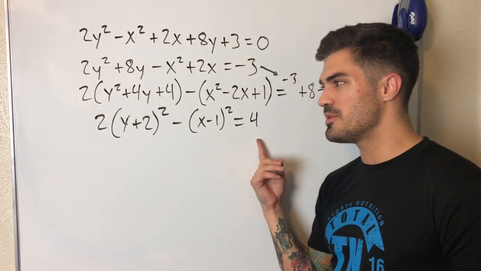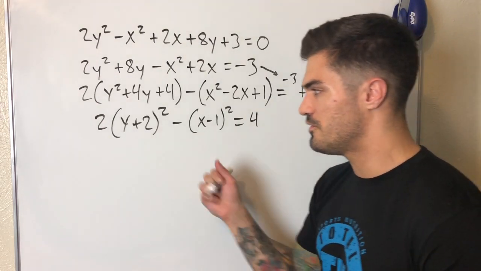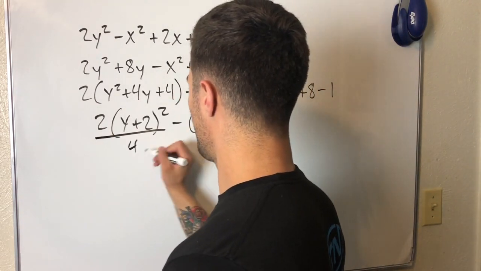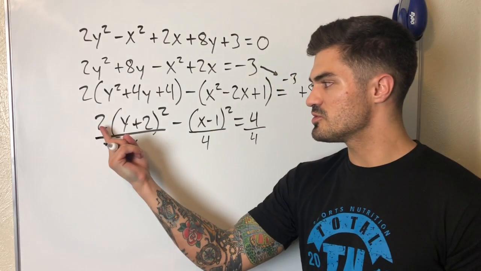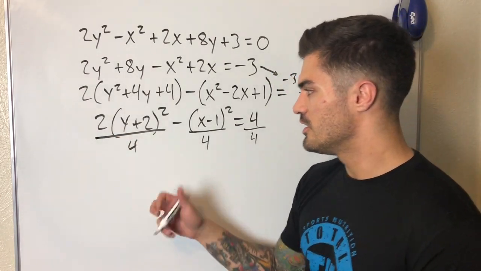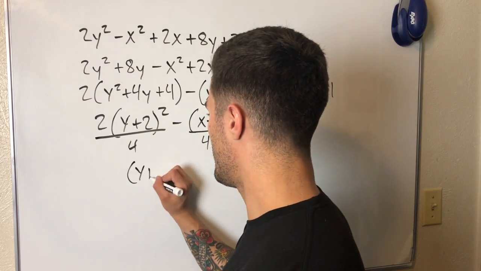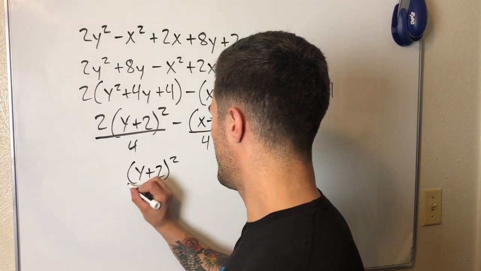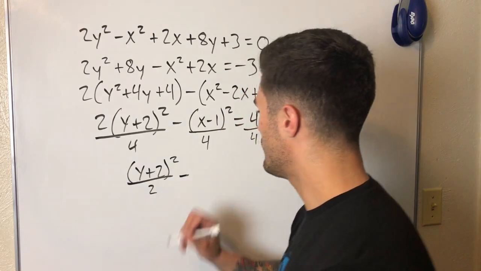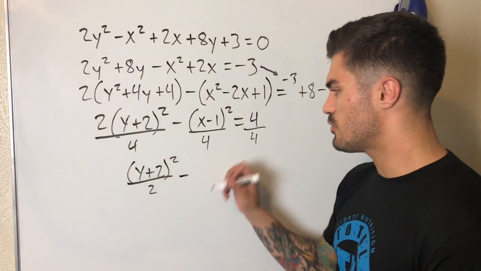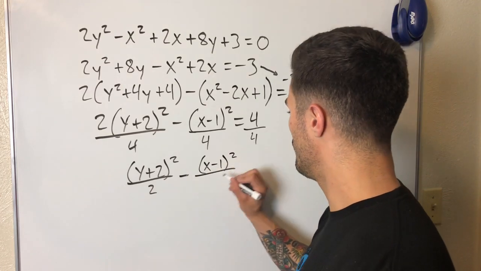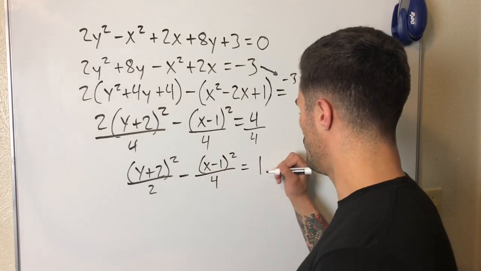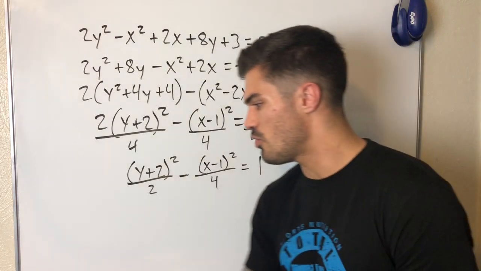And now again, this needs to be 1, so I divide everything by 4. So I have divided by 4, divided by 4, divided by 4. So this becomes 2 over 4, that's 1/2. So really what I have here is y plus 2 squared over 2 minus x minus 1 squared over 4, that's still legit. X minus 1 squared over 4 equals 1. So this is the equation, all right?